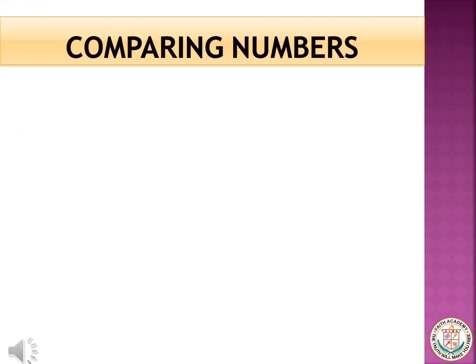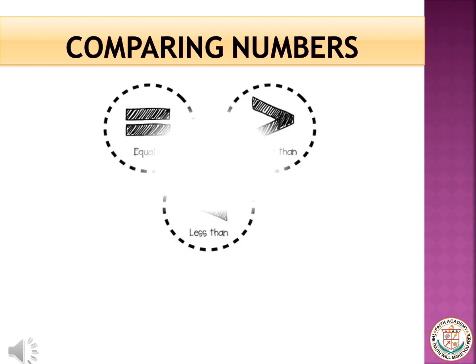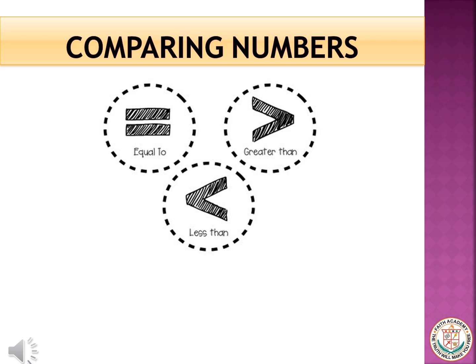The next topic that we will learn is a topic that we have known from class first. If you remember children, in the previous classes, you were told to fill in the blanks with greater than, less than and equal to signs. It's the same concept, but now we call it comparing of numbers. What does the word compare mean? It just means to note the similarity or dissimilarity between two objects.